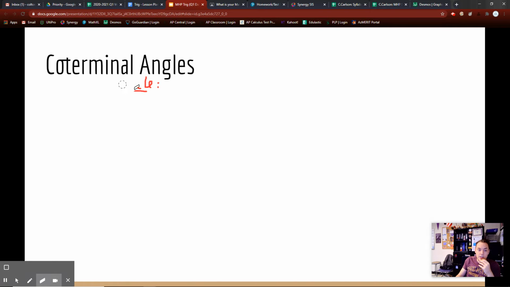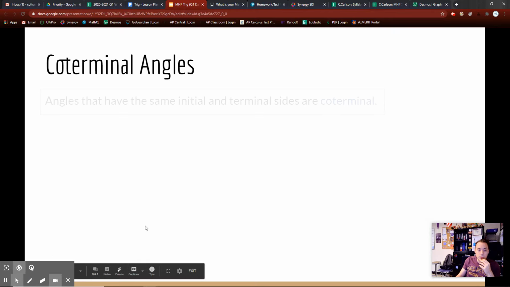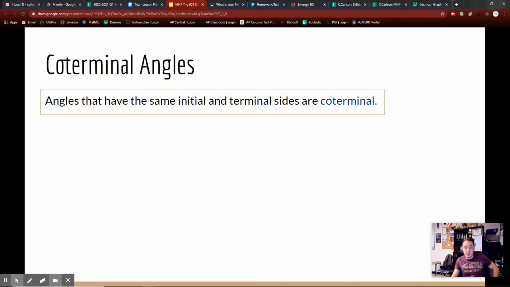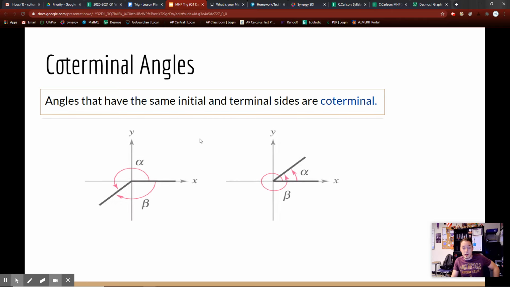Coterminal angles. This is our last thing that we're going to be touching on, and then we'll stop. All right, coterminal angles. What is it? Angles that have the same initial and terminal sides. So they are called coterminal if they have the same initial and terminal sides.